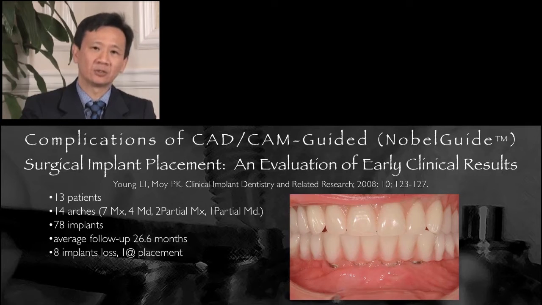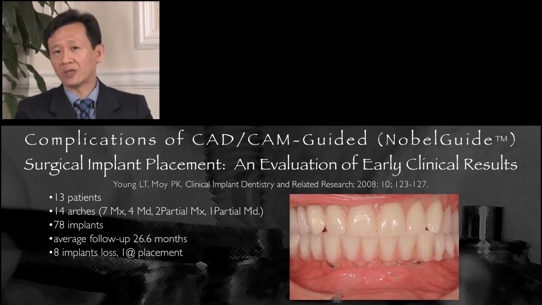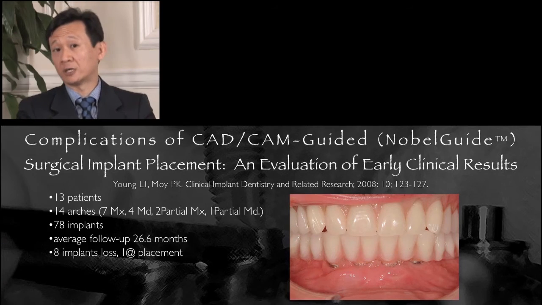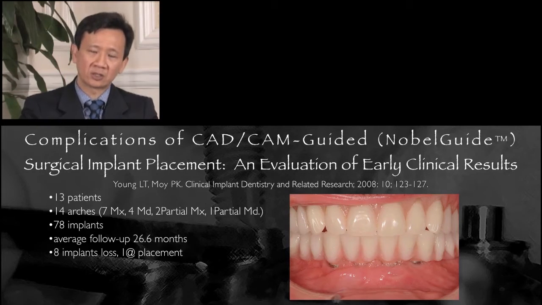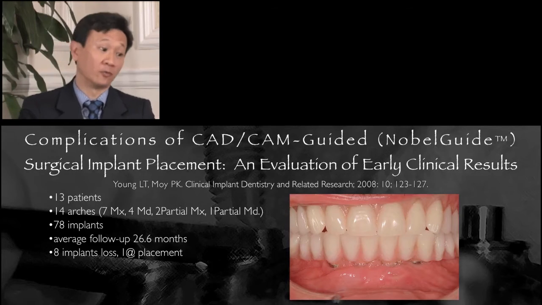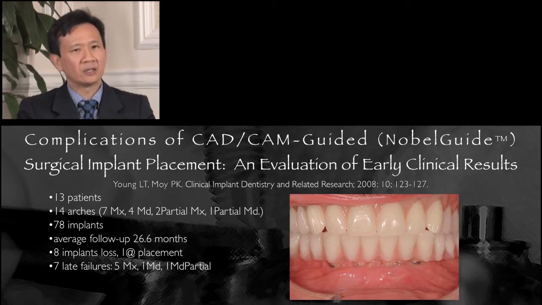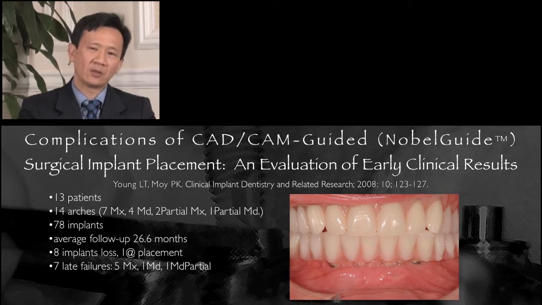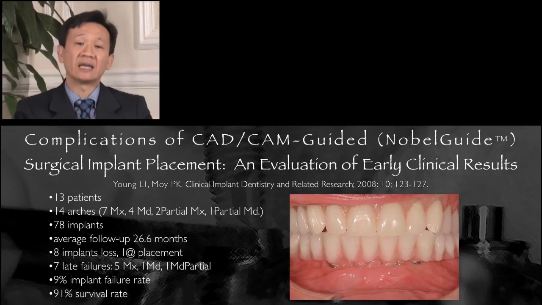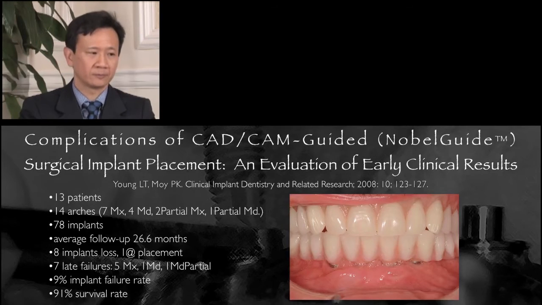had 8 implant losses. 1 was at implant placement. That 1 that was lost at implant placement was because the implant was not fully seated when trying in the definitive prosthesis. That 1 implant was not placed all the way to the surgical template, and therefore had to be trephined out and therefore lost. There were those 7 late failures of our patients, 5 in the maxillary arch, 1 in the mandibular arch, and 1 mandibular partial treatment. Therefore having a 9% implant failure rate and a 91% survival rate.